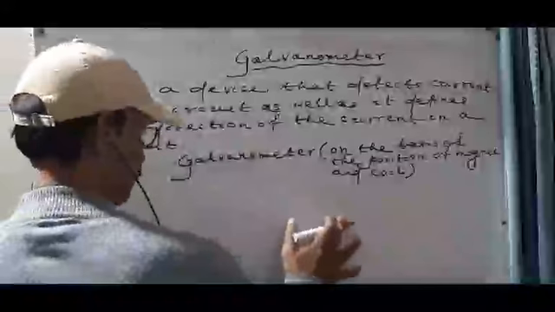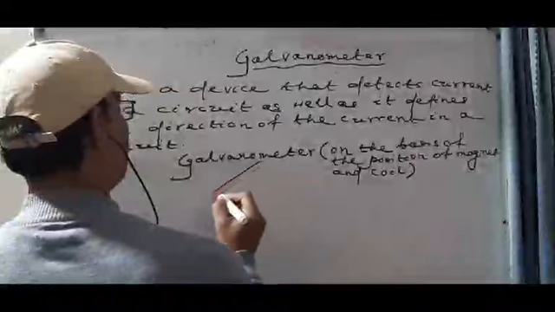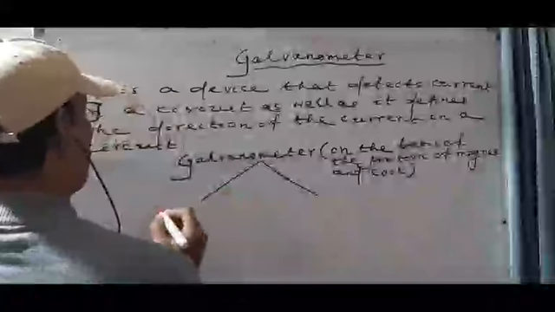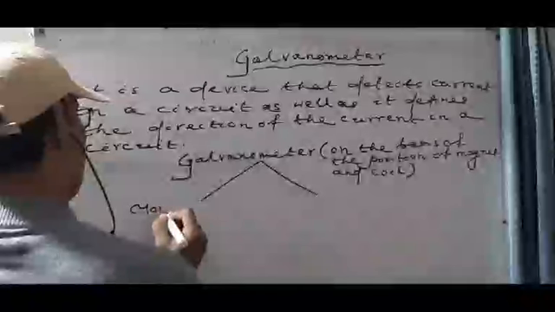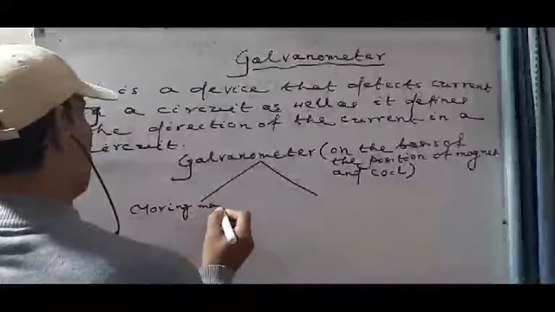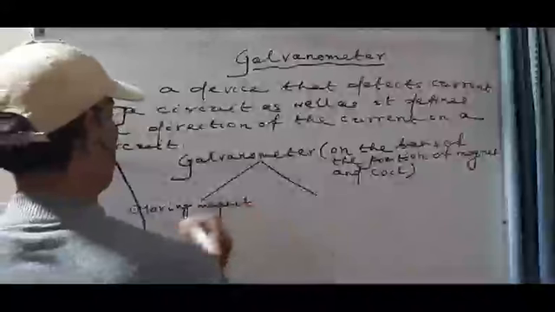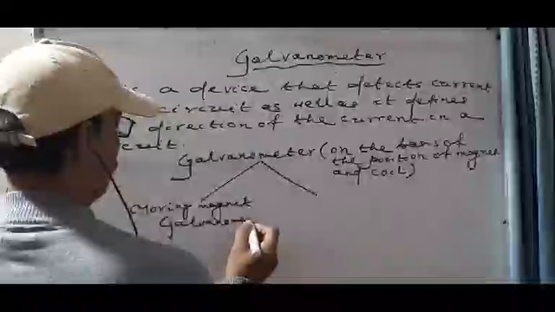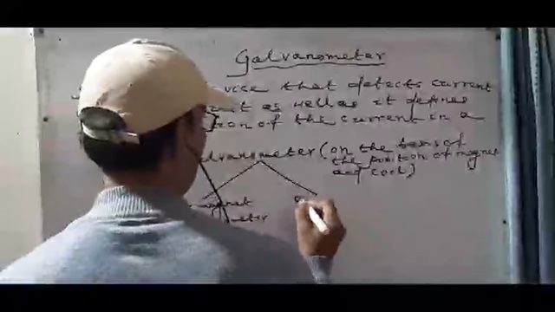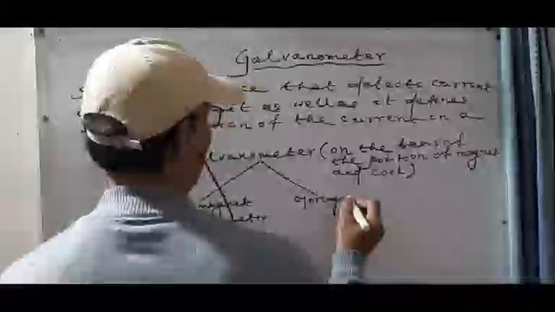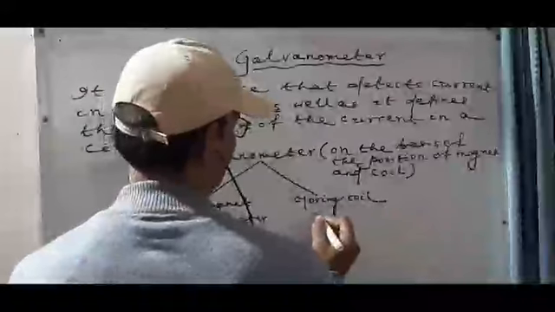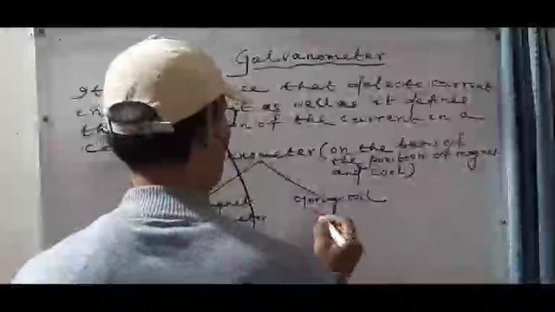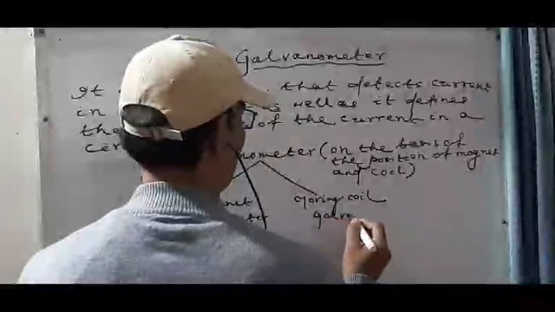One is moving magnet galvanometer, and the second one is moving coil galvanometer.